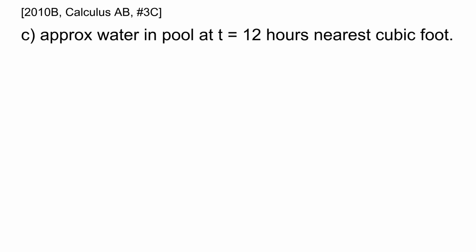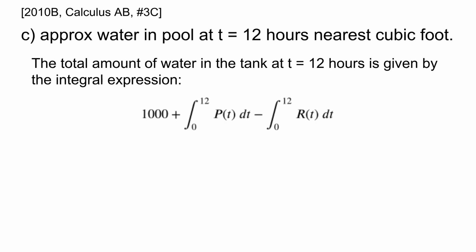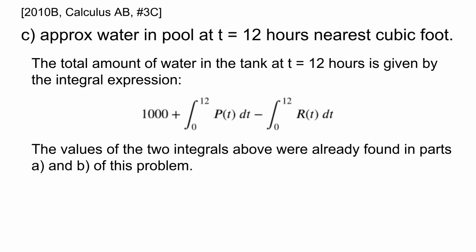In part C of this question, we are asked to approximate the volume of water in the pool at t equals 12 hours to the nearest cubic foot. The total amount of water in the tank at t equals 12 hours is given by the integral expression 1000 plus the integral from 0 to 12 of p of t dt minus the integral from 0 to 12 of r of t dt. Keep in mind, this accounts for the fact that there's already 1,000 cubic feet of water in the pool, and the fact that water is being pumped in and water is being leaked out. It just so happens that the value of the two integrals above were already found in parts A and B of this problem, so we already have values for those which we are going to be expected to use in this calculation.